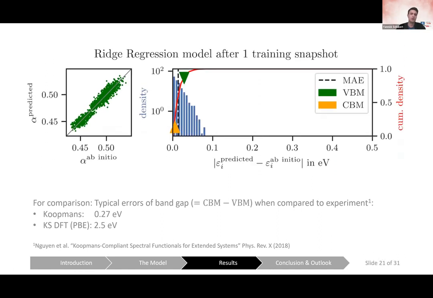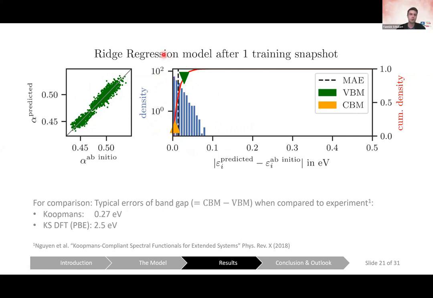And this is indeed what we see. What is really remarkable is that we see very good results already after one training snapshot. Already after very few training data, we see that all screening parameters essentially line up around this diagonal, and correspondingly also the error distribution of the orbital energies is very narrow. We don't have any orbital which has an error larger than 0.1 electron volt, and also the mean absolute error is quite small, around 0.02 electron volt, and also VBM and CBM are predicted quite accurately.